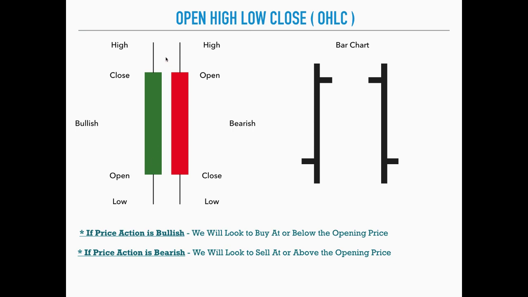depict the same idea. But if we can understand that the monthly is bullish or the weekly is bullish or the daily is bullish, then you can go down to a lower time frame with the same bias in mind and know which direction to trade, right? And then from there we can determine if price action is bullish or bearish. Then we'll look to buy or sell at or below the opening price if it's bullish, and above the open price if it's bearish.